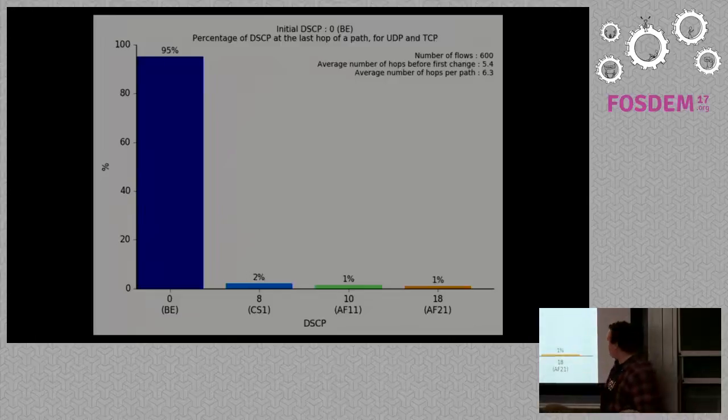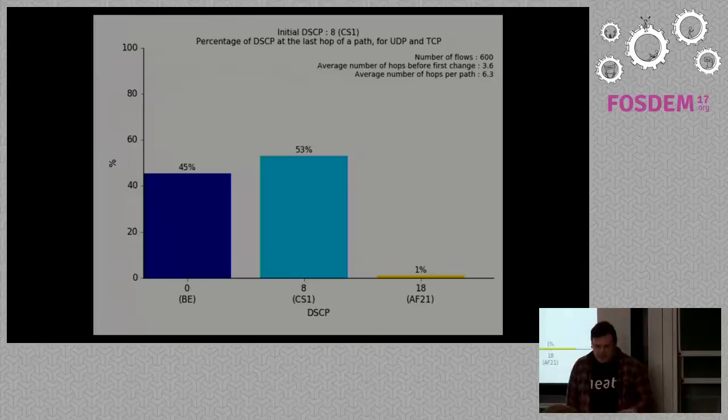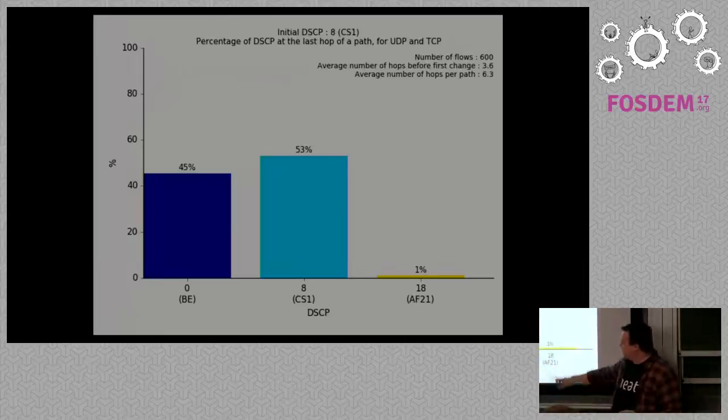The more interesting one is to look at CS1, which is DSCP 8. This is what is being suggested right now by the IETF to use for scavenger traffic, so you can use this as background. And we see 53% of it gets through, but we see 45% of it is marked to BE. Now, for most QoS classes, it's actually okay to remark because you reduce priorities, so you're not asking for something implicit. But with this BE remarking, we're getting promoted.